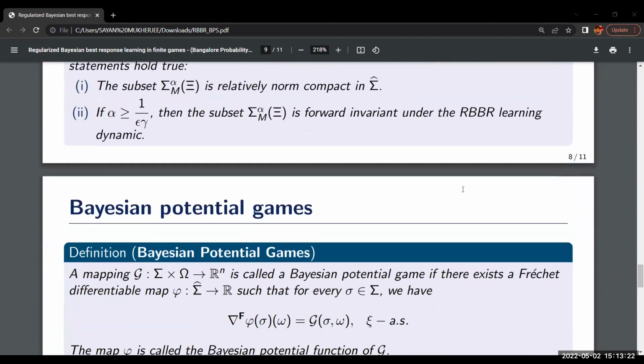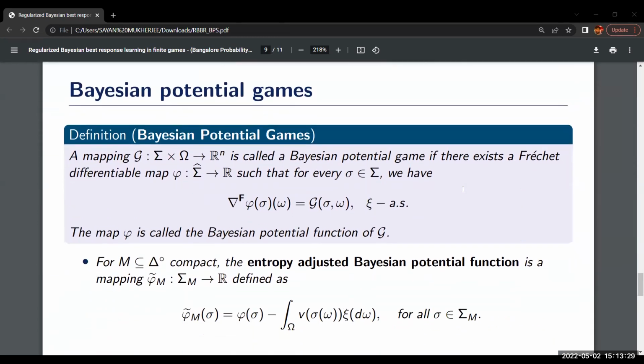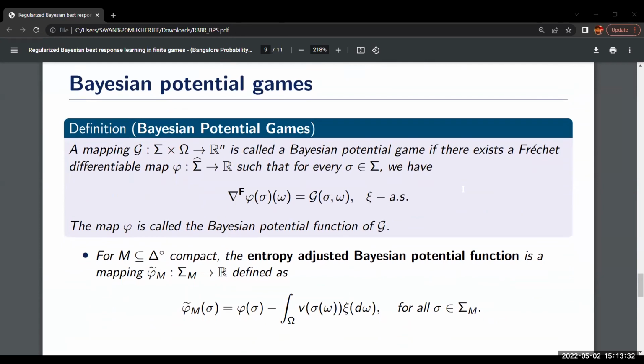Now we'll prove convergence results of solutions to the RBBR dynamic in the case of Bayesian potential games. So what is a Bayesian potential game? A Bayesian potential game is a special kind of population game where the payoff is the gradient of some function. So there exists a Fréchet differentiable function phi from sigma hat to R such that the gradient equals the payoff function, or basically the population game. And this map phi is called a potential function of G.